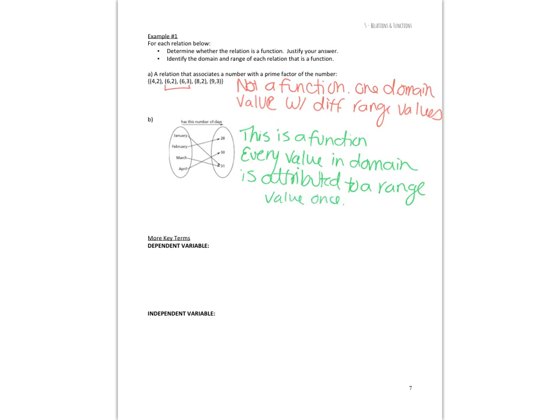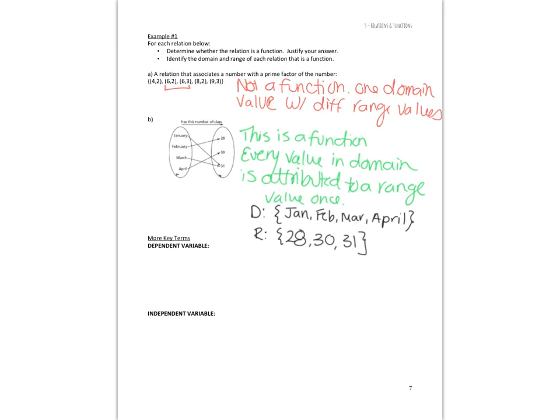Okay, so we need to define the domain and range for this. So we will have the domain, again, it's a set, and we have January, February, March, April. And the range values, we have 28, 30, and 31 days. So again, 2 arrows to the same range value is okay, but 2 arrows from the same domain value is not okay to be a function.